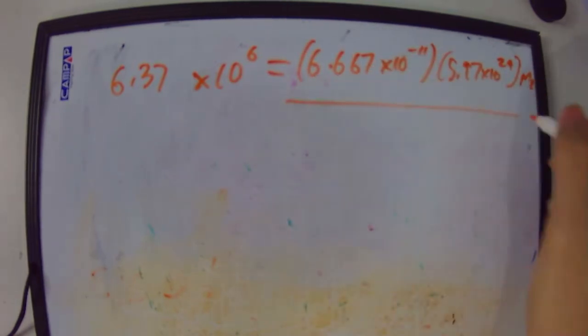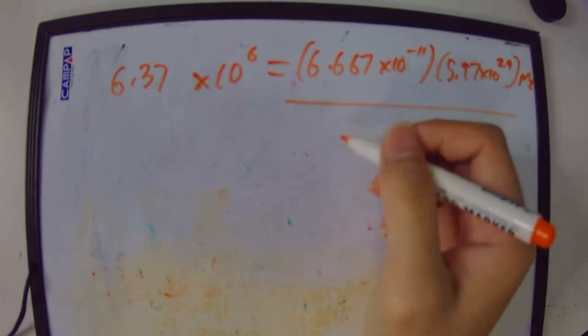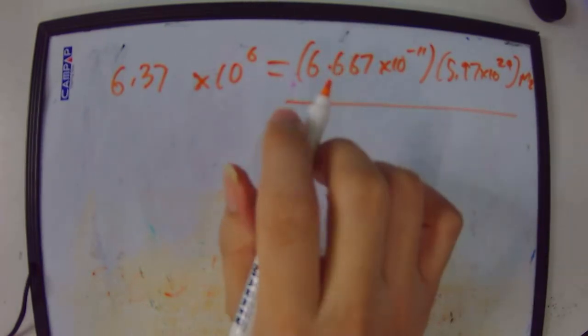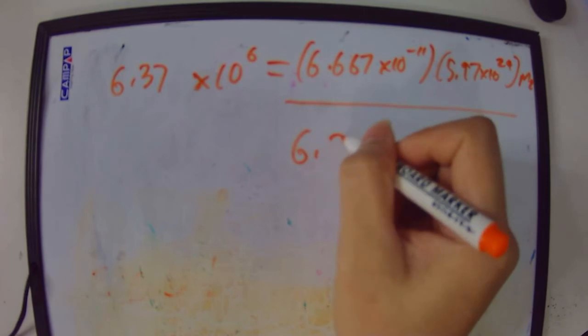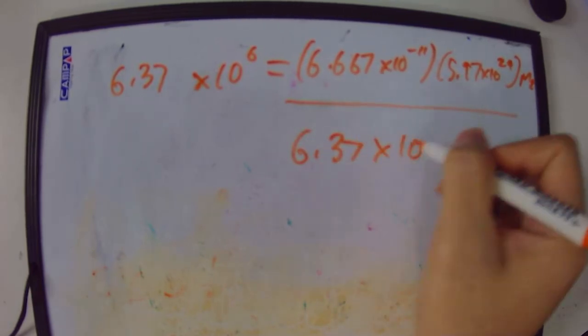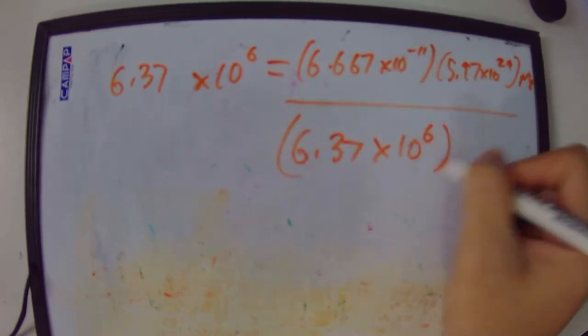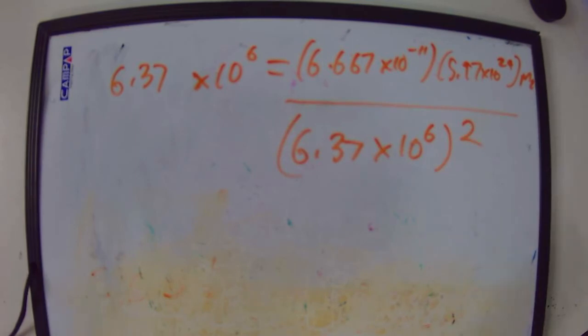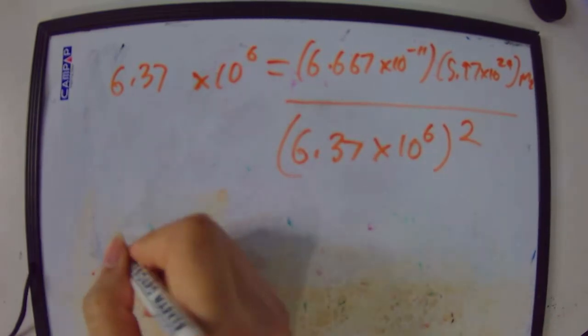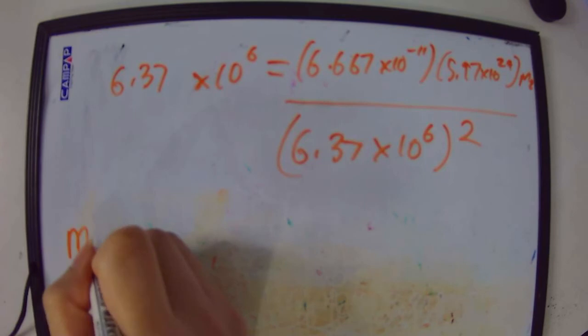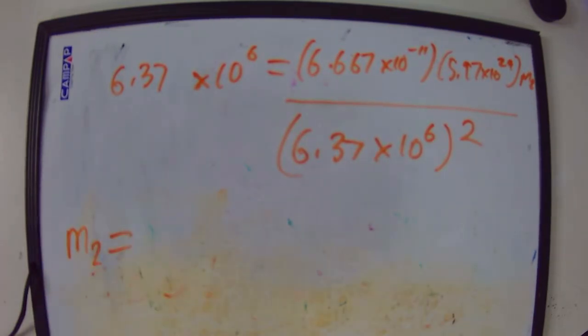Okay, over the distance between the center of the earth and the center of the rocket, which is 6.37 times 10 power of 6, squared. All right, so susun. How much is the value of M2? Please go ahead and calculate that. What is the mass of the rocket? I'll give you a few minutes to figure that out.